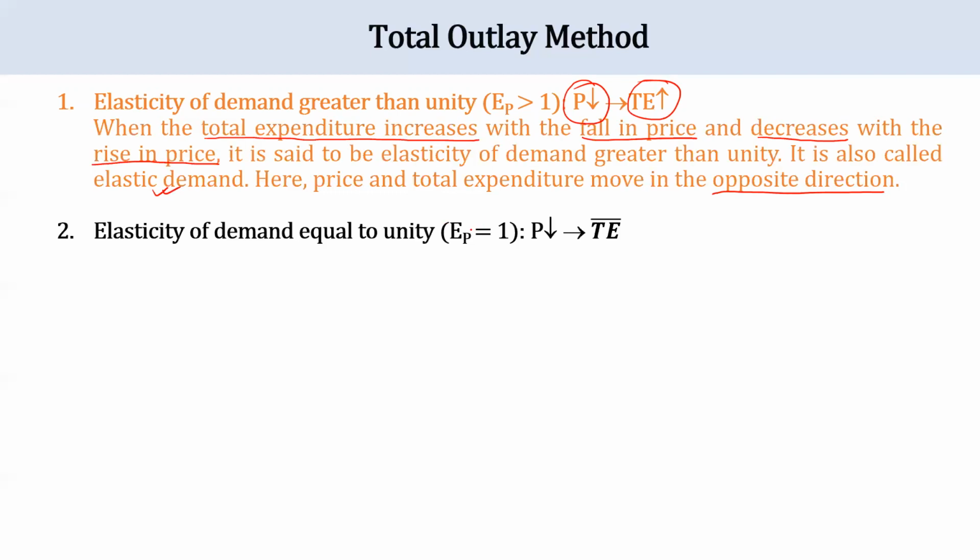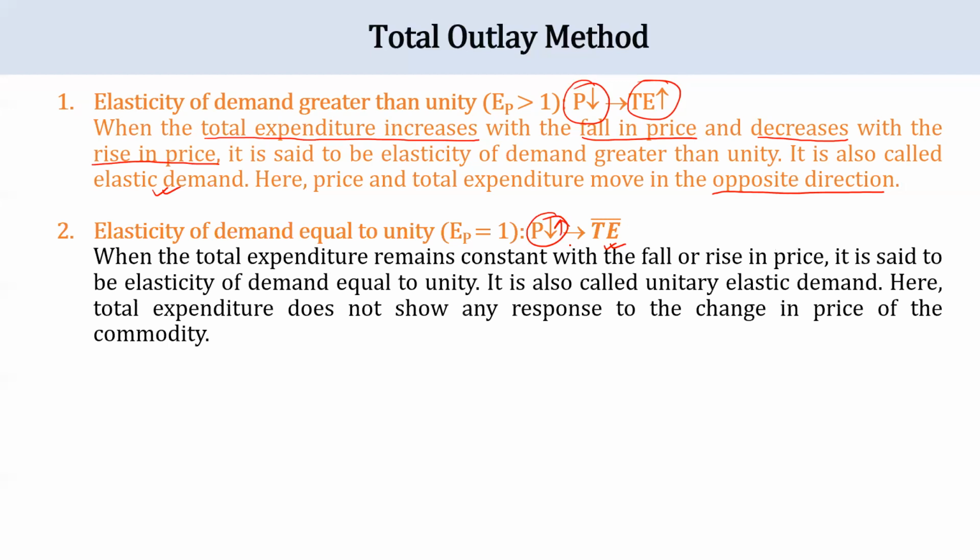The next one is elasticity of demand equal to unity. In this case, total expenditure remains constant with the fall in price. Whatever the change in price, whether the price is falling or rising, total expenditure remains constant. So there's no change in total expenditure. When total expenditure remains unchanged with the fall or rise in price, then it is said to be elasticity of demand equal to unity, also called unitary elastic demand. In this case, total expenditure does not show any response to the change in price. This is the second case.